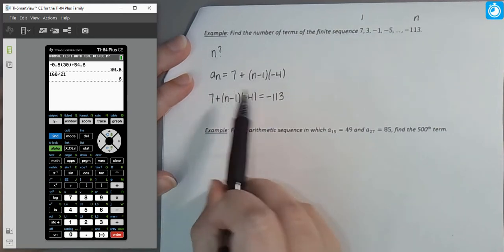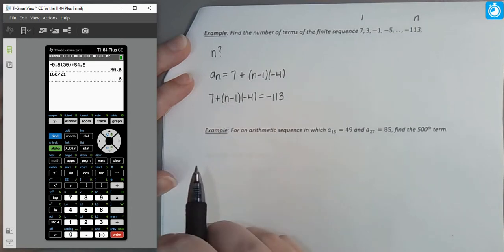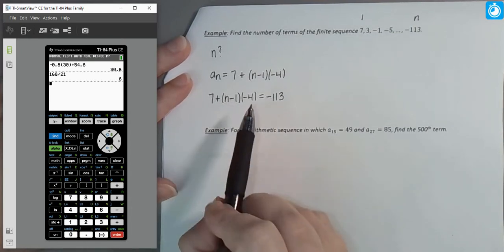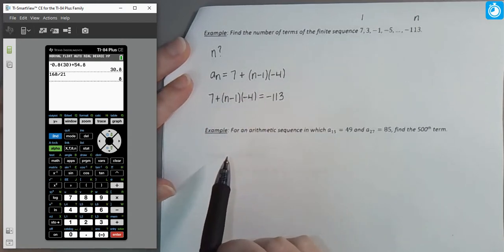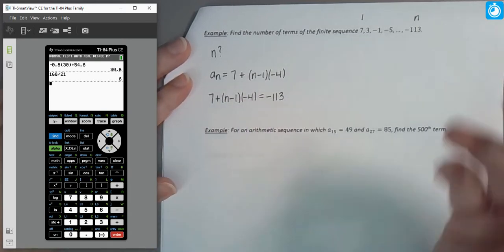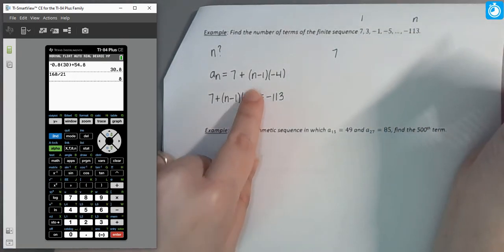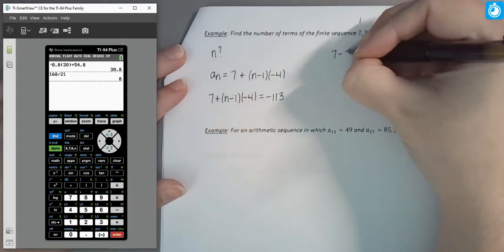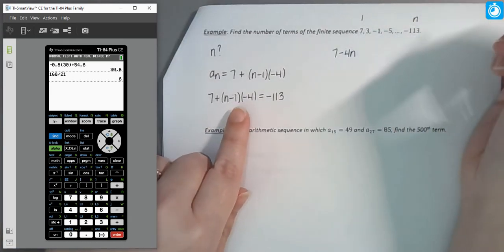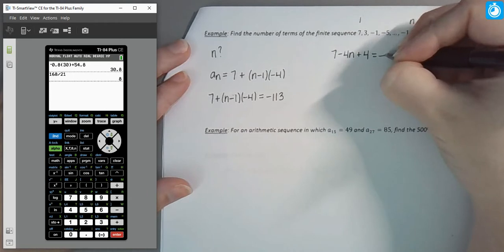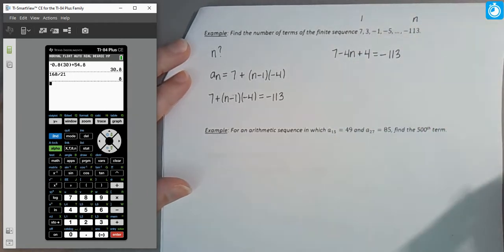And again, you can go ahead and distribute if you want. There's a bunch of different ways to simplify something like this. It's really just personal preference. I probably would distribute just so I have individual terms and I don't see any parentheses. So if we distribute, we have 7 minus 4n plus 4 is equal to negative 113.